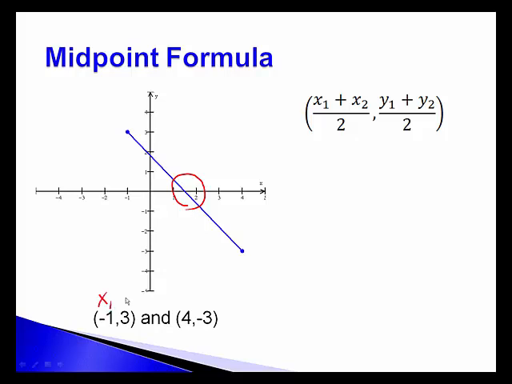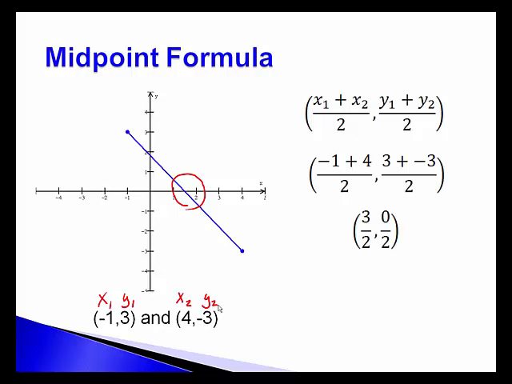We have x1, y1, x2, and y2. We now need to plug these into our formula. And when we do that, we get (-1 plus 4 divided by 2, comma, 3 plus a -3 divided by 2). That gives us a point 3/2, comma, 0 over 2, or 3/2, comma, 0. 3/2 is nothing more than 1 1/2, let me remind you. So what we have calculated here is the midpoint of (3/2, 0).